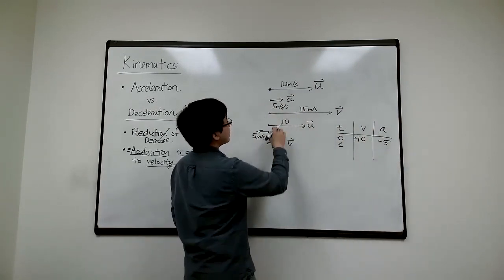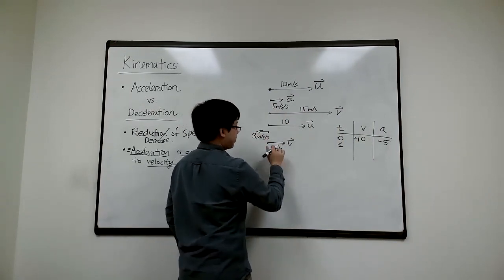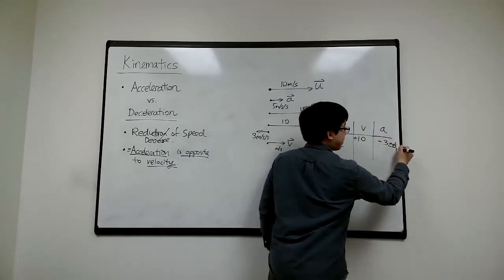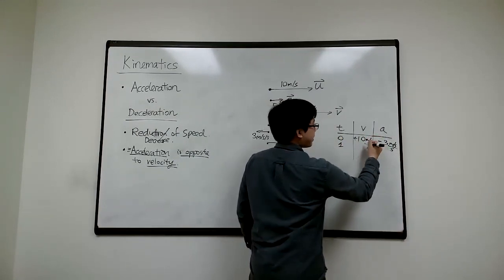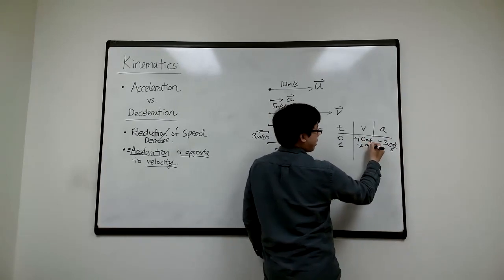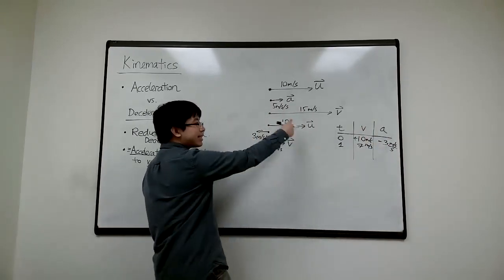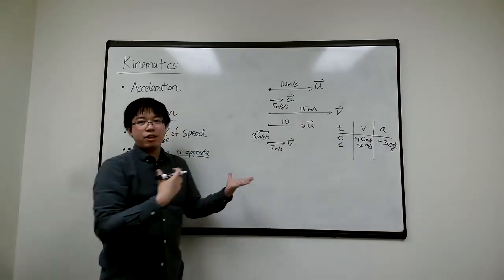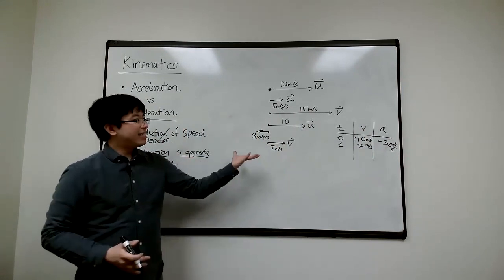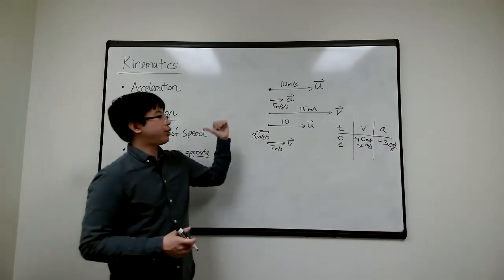Let's use a different number to illustrate it, just to be clearer. Let's say it's minus 3 meters per second. If this is 10 meters per second, the next second it's going to be 3 meters per second less, so it's going to be 7 meters per second. This scenario, this concept, is called deceleration. Now you understand the idea. You can basically do away with the word deceleration and just talk about acceleration in which direction.